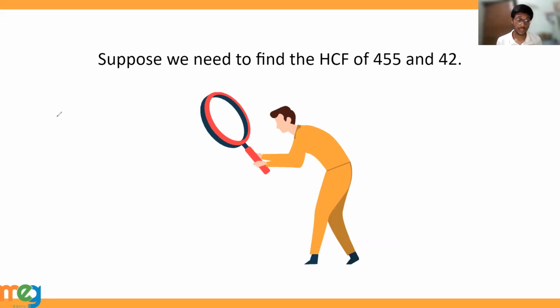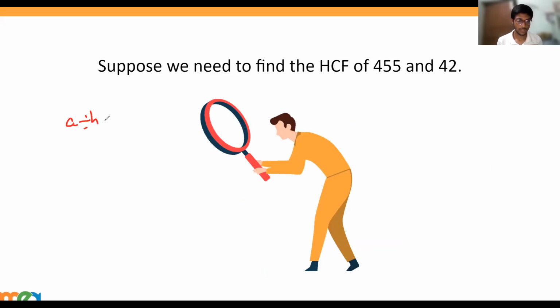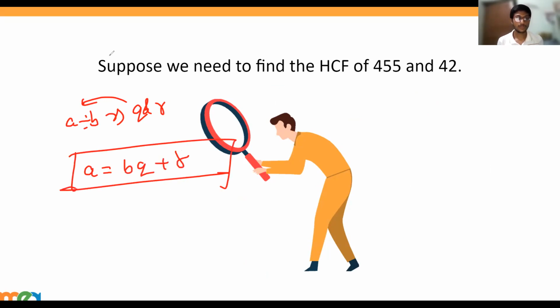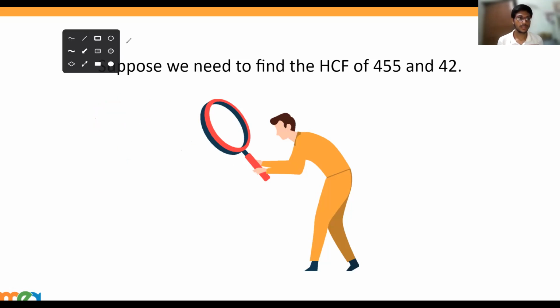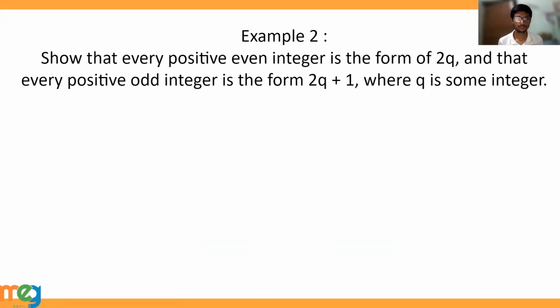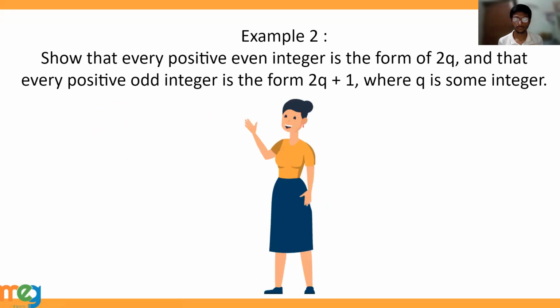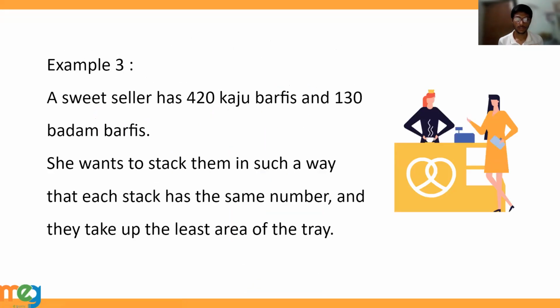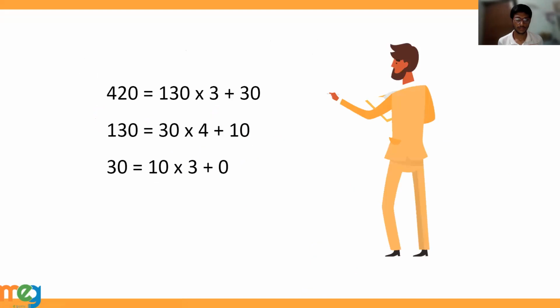It actually says that if a number A is divided by B, there will exist Q and R unique for these two numbers. So it can be written as A is equal to BQ plus R. So this was the first thing. Now coming on to the second part. These are examples.